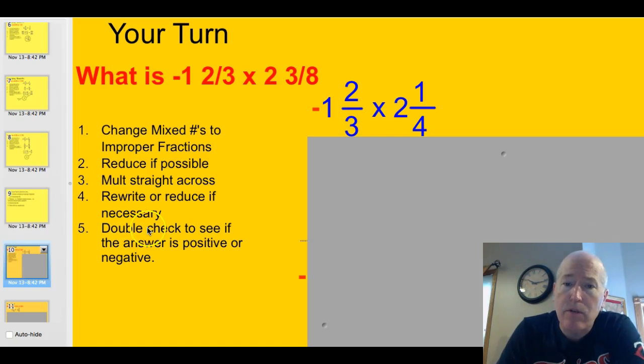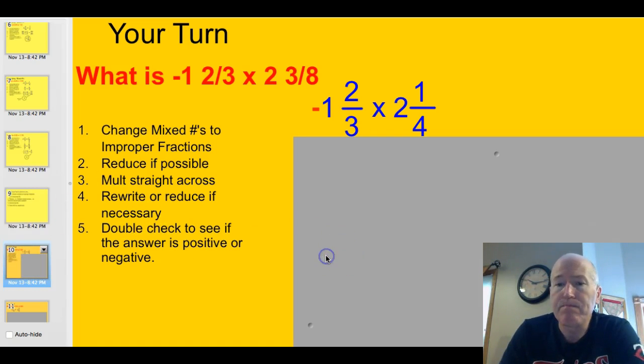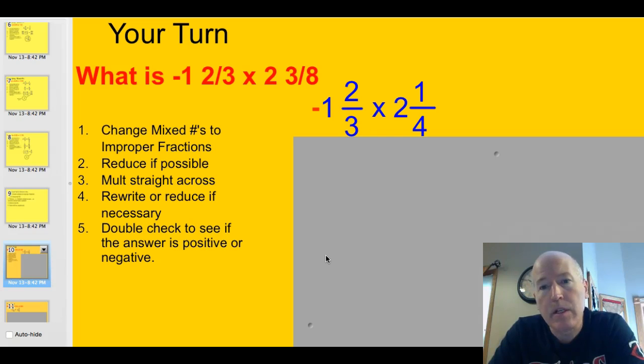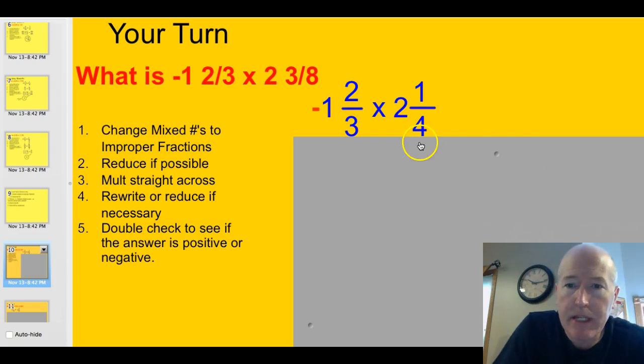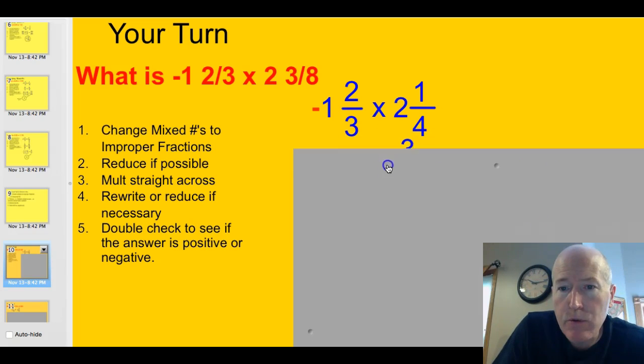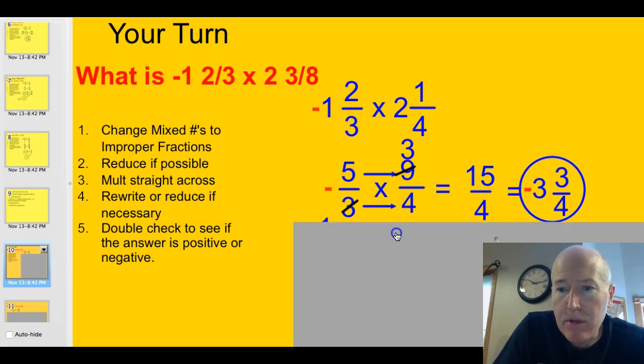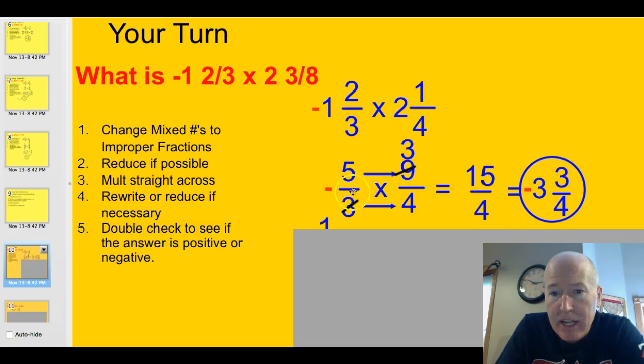So here are some problems. I left my steps over here. Why don't you go ahead and try this first one. Okie dokie, let's see how you did. Negative 1 2/3 times 2 1/4. If you turn them into improper fractions, you have negative 5 thirds and 9 fourths, and you can cross reduce there. You end up with 5 times 3 is 15, 1 times 4 is 4, so 15 fourths, which is a negative 3 3/4.